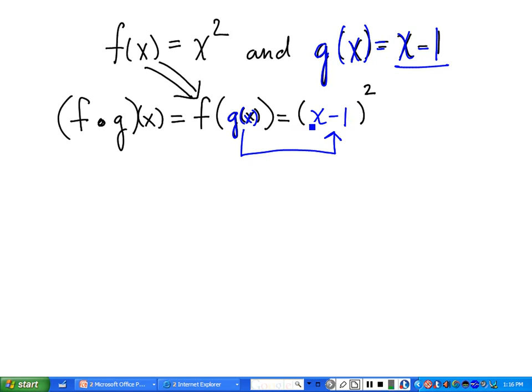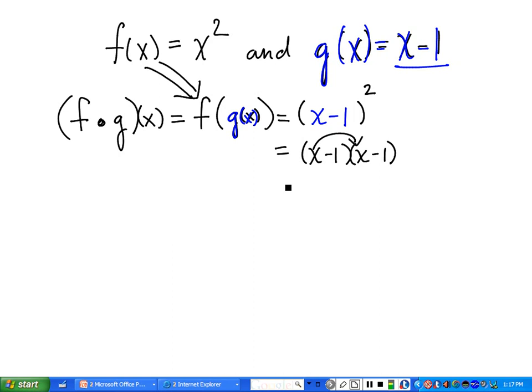So what we have is x minus 1 squared. And what is x minus 1 squared? A lot of students make this mistake. They try to square the x and they try to square the 1, but that is not how you would calculate x minus 1 squared. X minus 1 squared is x minus 1 multiplied times itself. So we have a binomial times a binomial, which means we're going to have to FOIL this out.